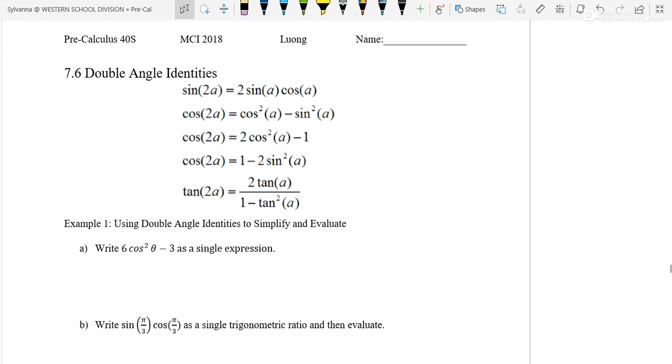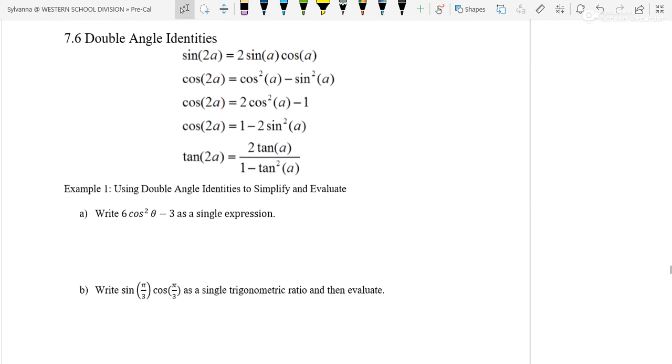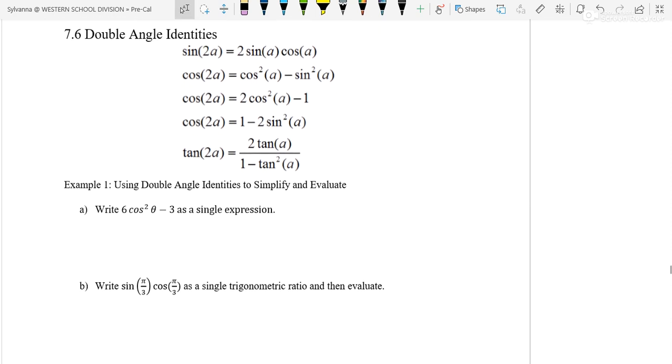Like the other ones, these formulas are something you don't need to memorize, but they'll be given to you on a formula sheet. You just need to know how to use them. So let's take a look at some examples of how to use these.